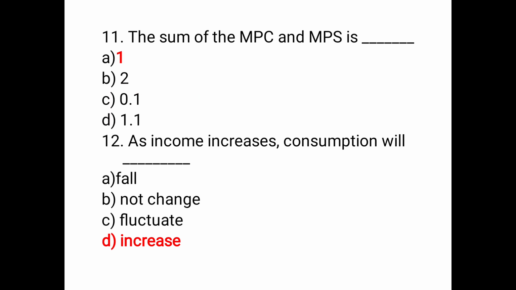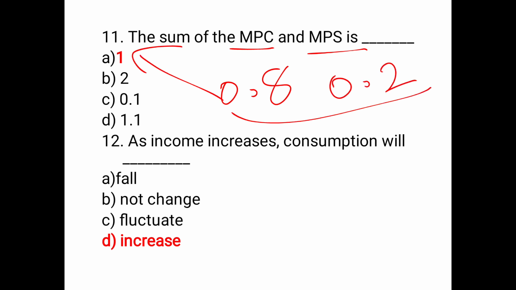Next one is the sum of MPC and MPS. Now this also you can find out, how you derive it to 1. How do you calculate it? Average propensity to consume will be always 0.8. How much will be your saving? 0.2. You add these two together, you will be getting 1 as your answer. Next one, as income increases, consumption will increase.